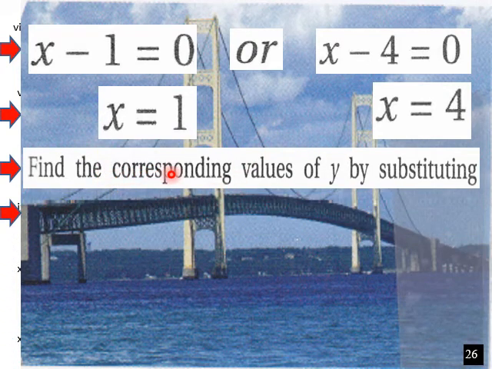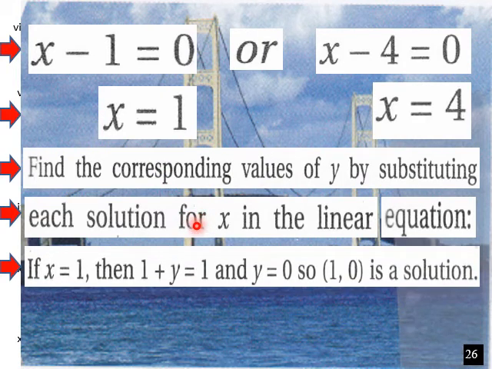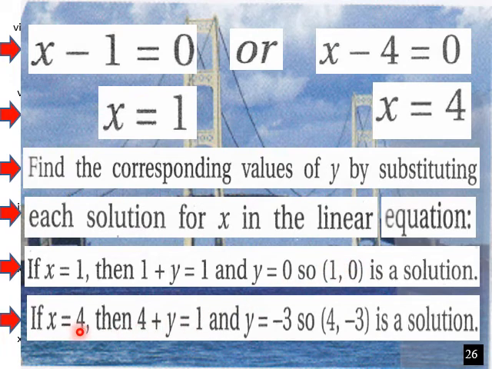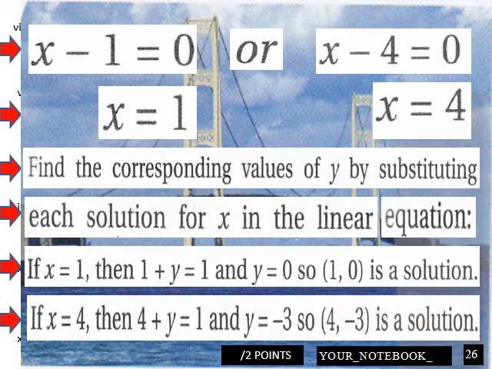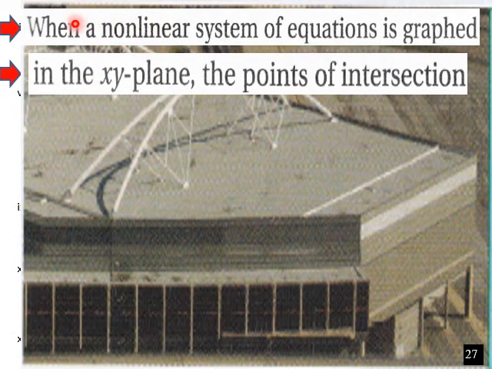Now find the corresponding values of y by substituting each solution for x in the linear equation. If x equals 1, then 1 plus y equals 1, so y equals 0. So (1, 0) is a solution. If x equals 4, then 4 plus y equals 1, so y equals negative 3. So (4, negative 3) is another solution. That is the way you would solve a system of a linear and a quadratic.